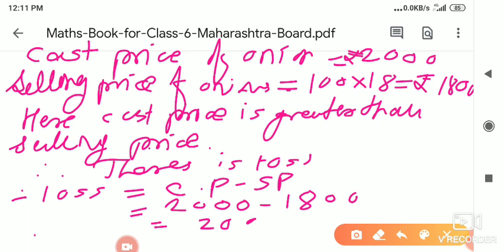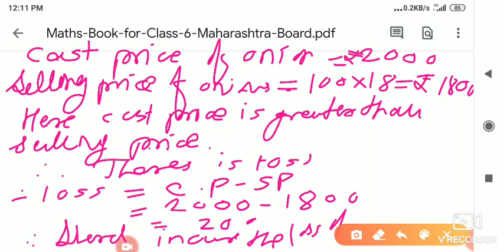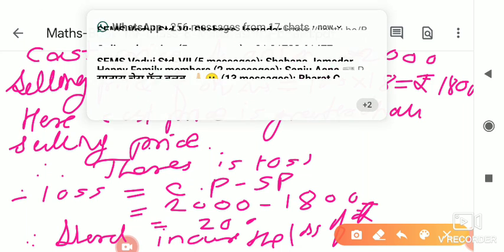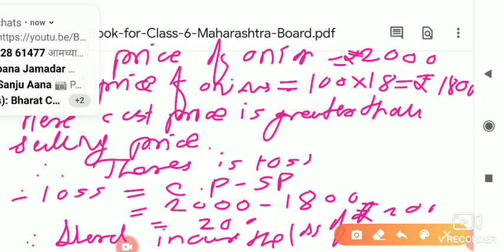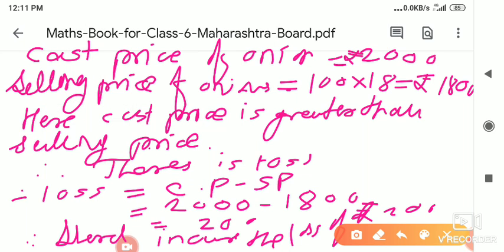And here we write, therefore Sharad incurred a loss of rupees 200. In this way we have to solve the example. Did all of you understand the method? Note down this example, then we will move towards the next example.